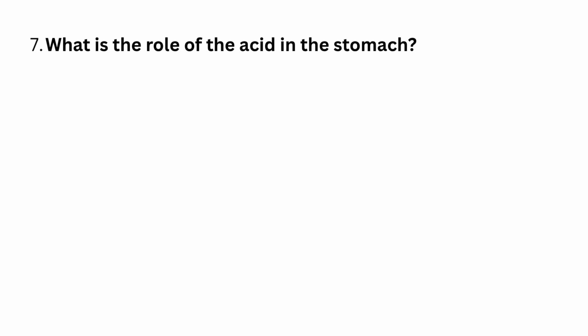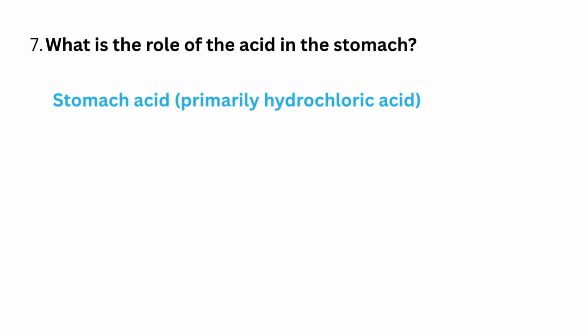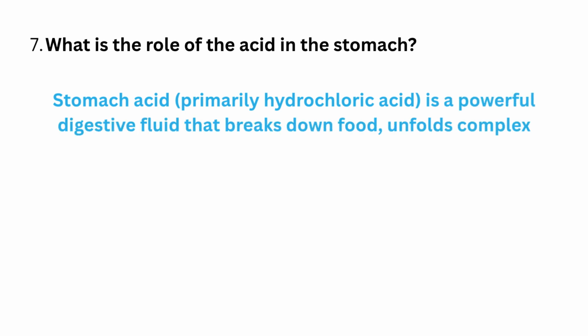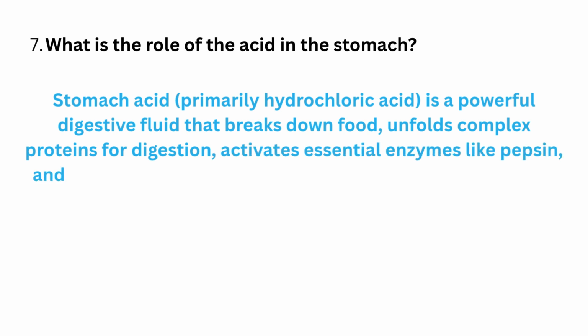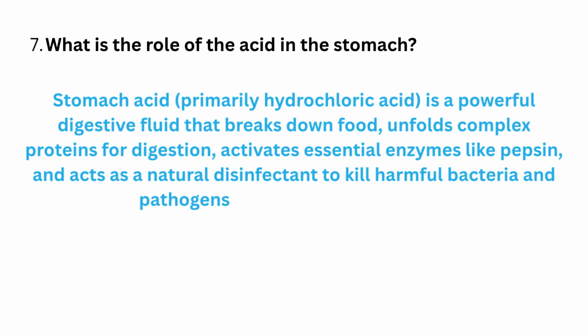What is the role of the acid in the stomach? Stomach acid, primarily hydrochloric acid, is a powerful digestive fluid that breaks down food, unfolds complex proteins for digestion, activates essential enzymes like pepsin, and acts as a natural disinfectant to kill harmful bacteria and pathogens ingested with your meals.